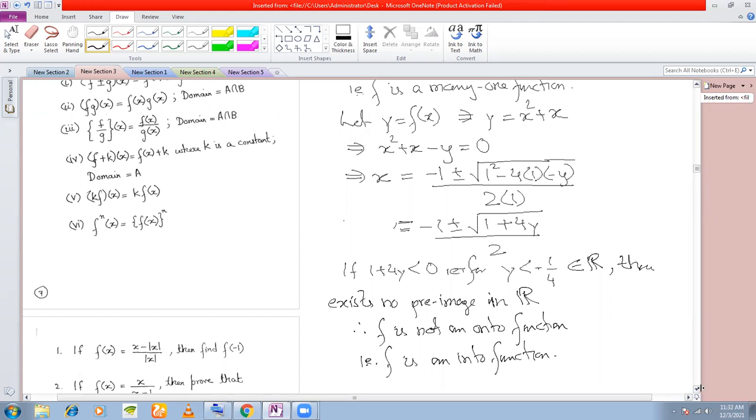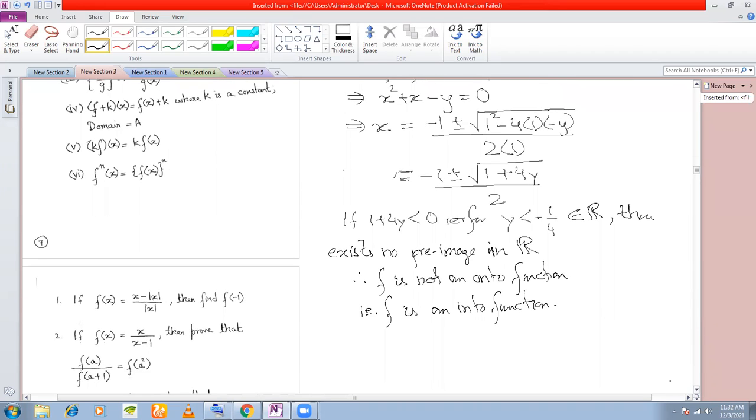So we have shown that f is many to one and f is also into. Hence, we say f is a many to one into function. Okay. Any question? I'll stop here.